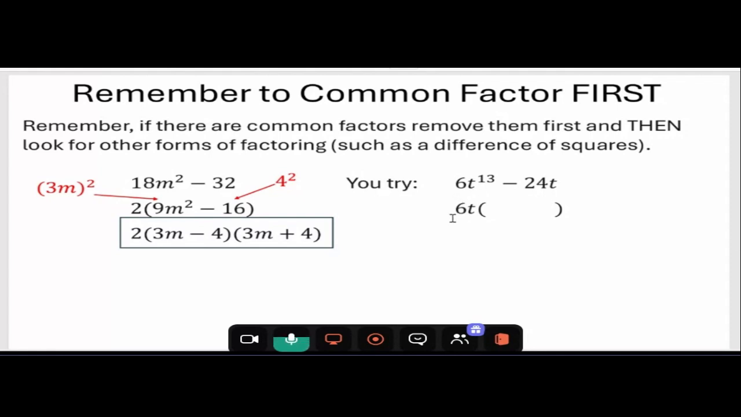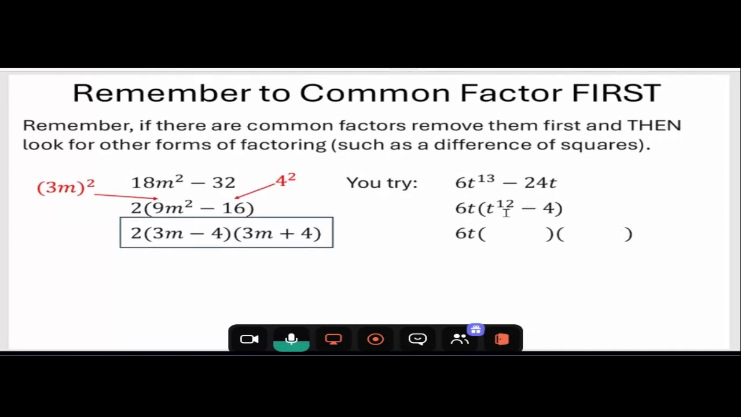6t to the 13th over 6t. The 6's cancel. I'm just left with t to the 12th. T to the 13th over t, or I pull 1t out of the 13 t's, and 12 are left. Negative 24t divided by 6t, well, the t's cancel, and negative 24 over 6 is negative 4. So there is my common factoring, which I always look for first. And now I double check in case I can carry on with another type of factoring, and I can, because these two both are once again perfect squares. So I again have a squared minus b squared pattern.